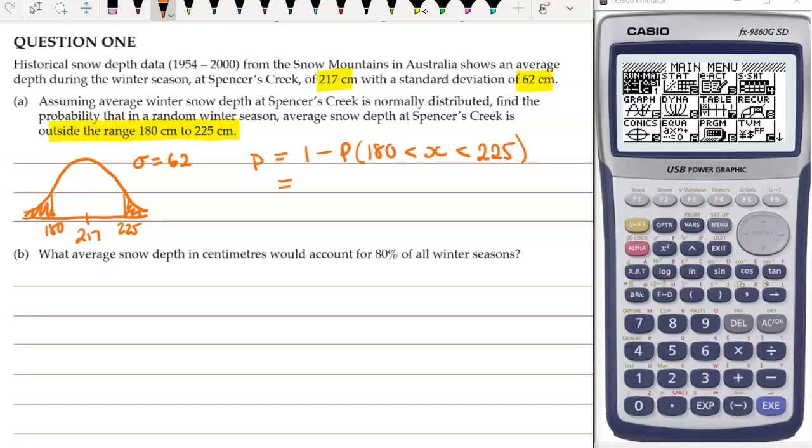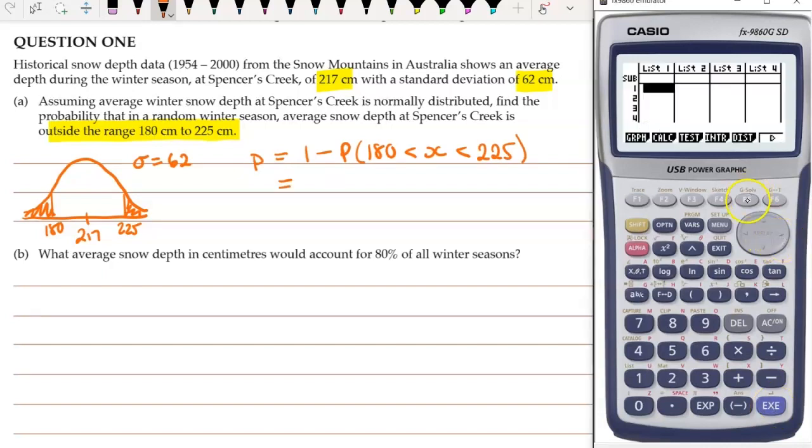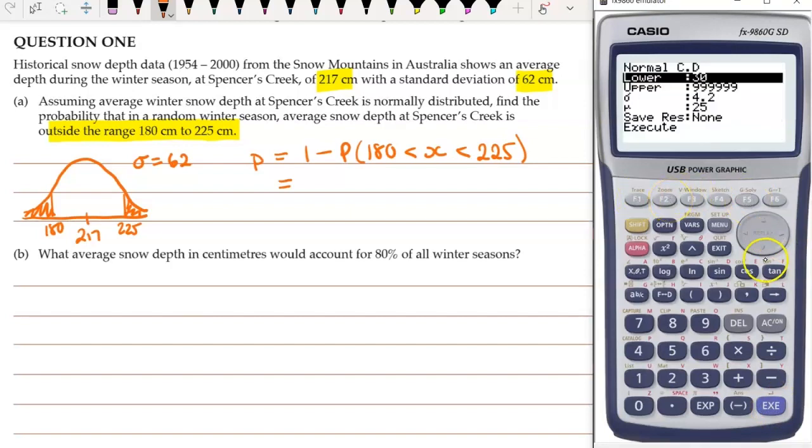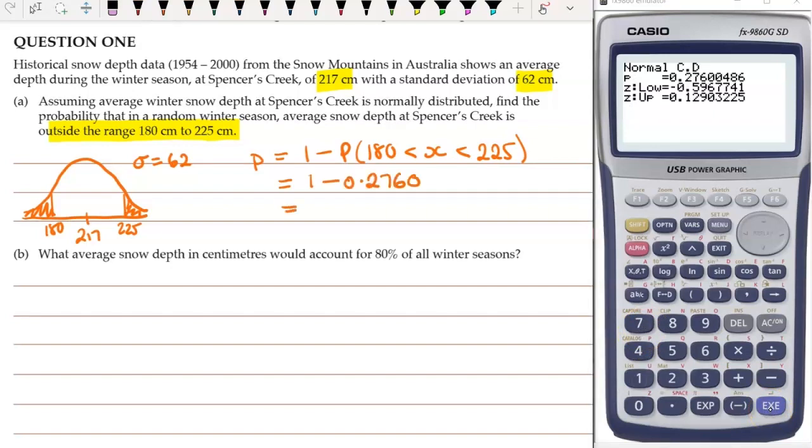So over to the calculator, we are going to the stats menu, distributions, normal, cumulative. Now our lower bound here is 180, the upper is 225, sigma is 62, and the mean is 217. So it will be 1 minus 0.2760, which is equal to 0.7240.